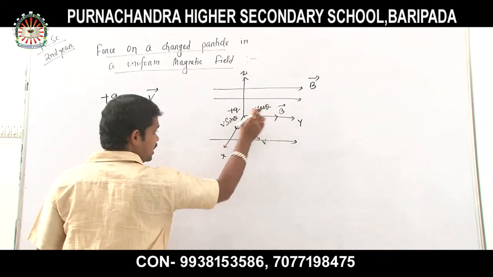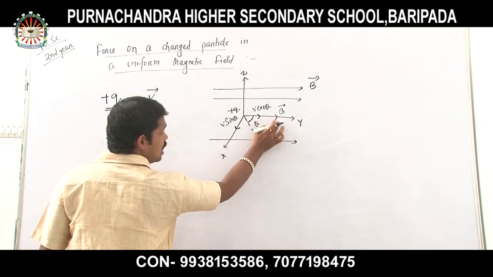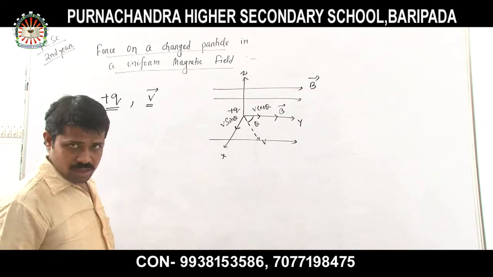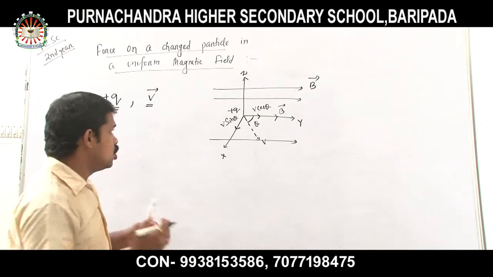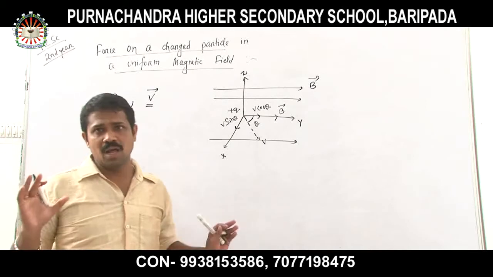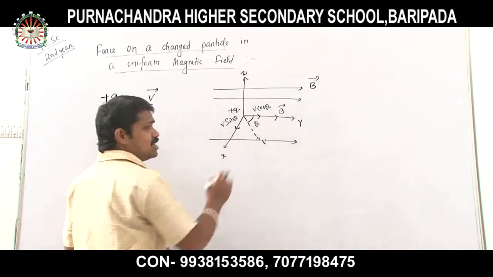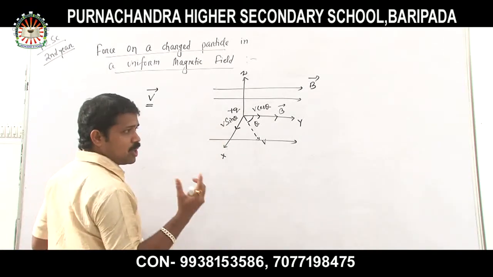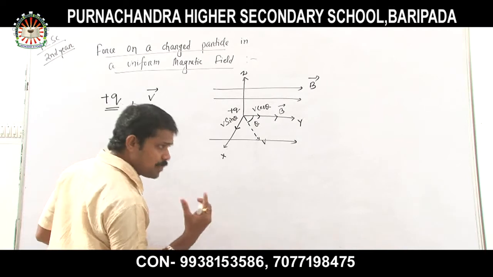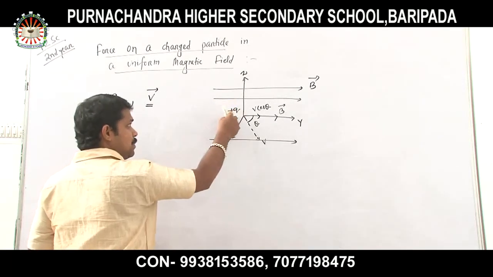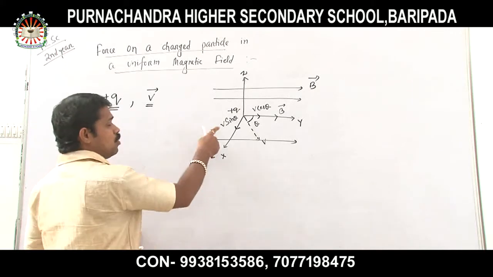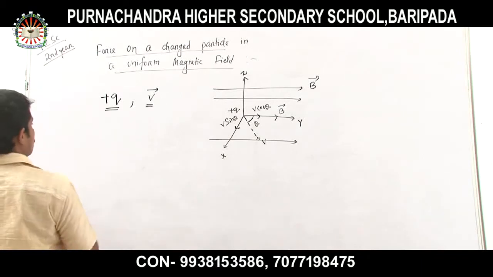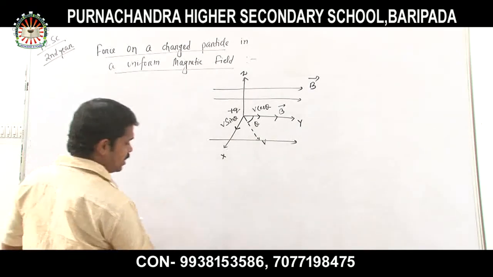As the v cos theta component is along the magnetic field, that component has no role in generating the force. Very simple, because it is along the direction of the magnetic field. That's why the force applied on the positive charge will depend only on the component v sin theta. Clear? So here I can write these things.